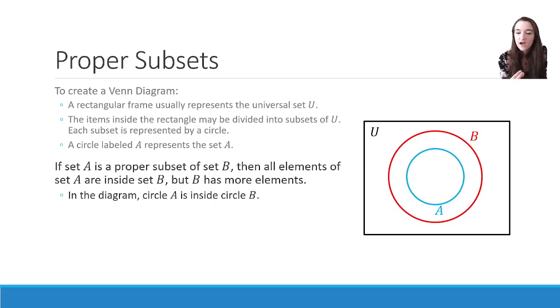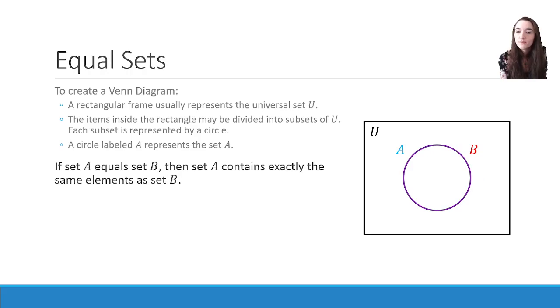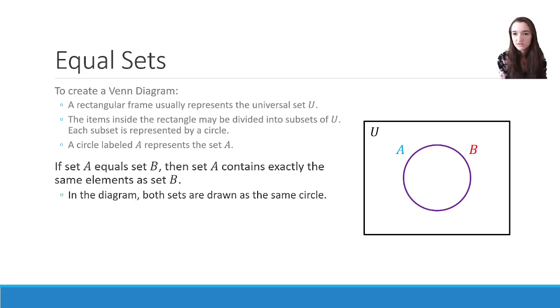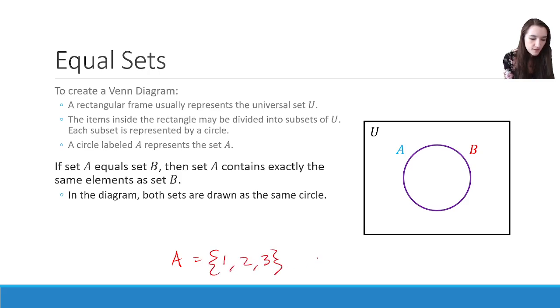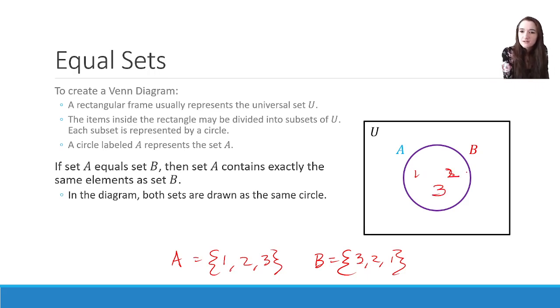But if instead we have a subset where they're actually just equal to each other, then we would draw them as the same circle and label it as both A and B. So these would be the same set. Whether we said A equals {1, 2, 3} or B equals {3, 2, 1}, they're the same set, right? So this would still just be {1, 2, 3}, because these elements are just sort of floating in space. It doesn't matter where I write them, so these are the same set.